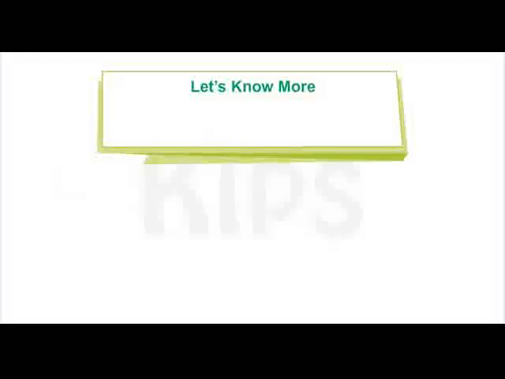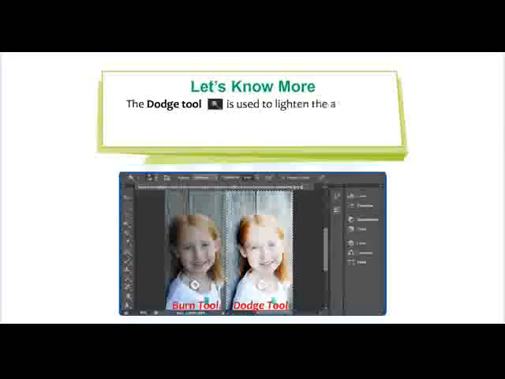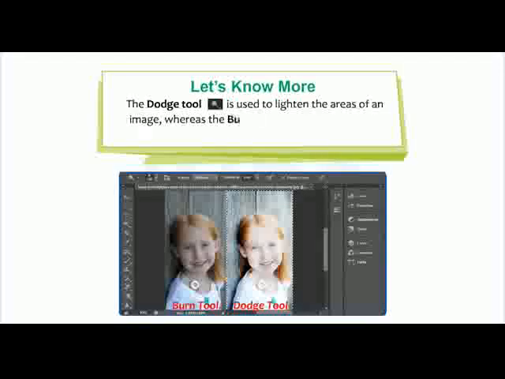Know the fact. The Dodge tool is used to lighten the areas of an image, whereas the Burn tool is used to darken the area of an image.